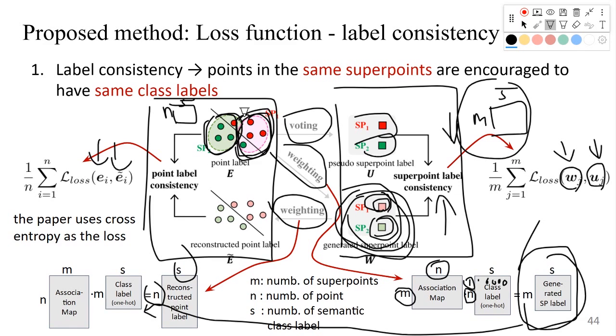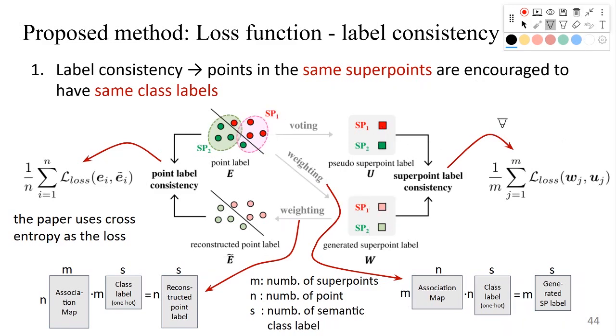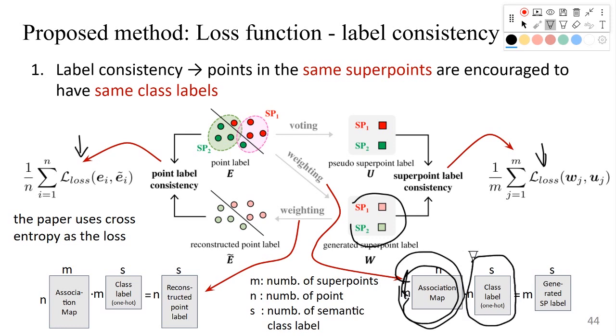Like here, we vote that this cluster belongs to the red semantic, and this cluster belongs to the green semantic. So by minimizing these two loss functions, we want to encourage that every cluster should be homogeneous, consisting of the same semantic label. By what? By learning a good association map. Because when we compute this, we use this association map as the weighting value for the original class label here.